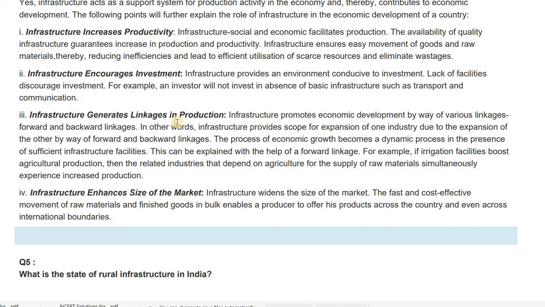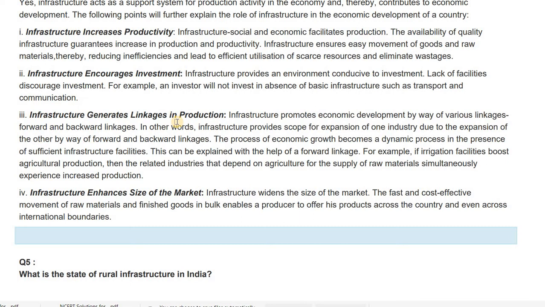Next one, infrastructure generates linkages in production. Infrastructure promotes economic development by way of various linkages, forward and backward linkages. In other words, infrastructure provides scope for expansion of one industry due to the expansion of another by way of forward and backward linkages. Means infrastructure provides linkages especially by way of forward and backward linkages.